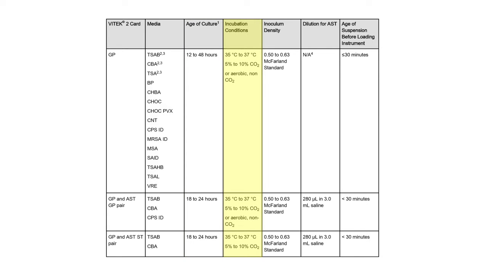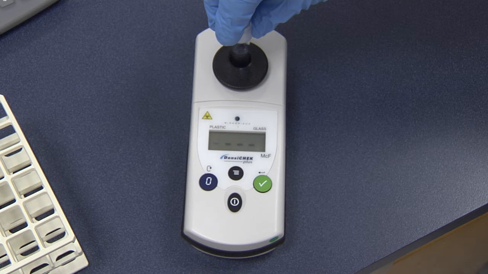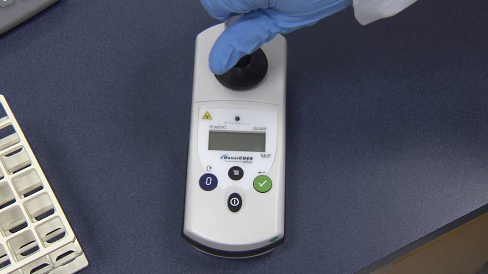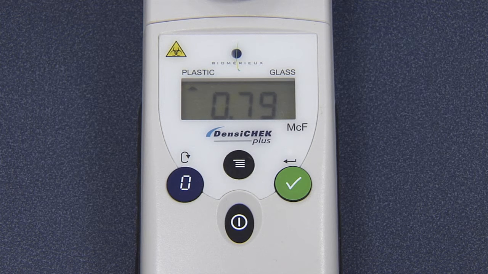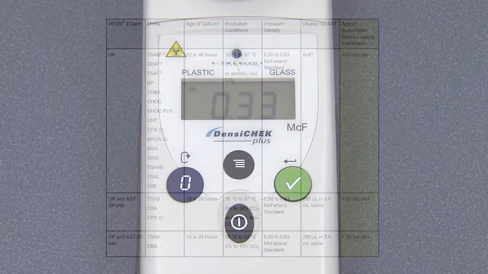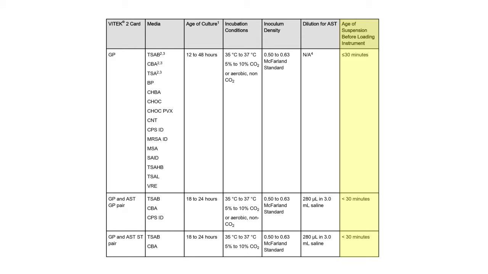Atmosphere. Was the organism grown in an incubator with the correct temperature and atmosphere? CO2 versus non-CO2? Inoculum density. Was the inoculum used for testing within the specified McFarland range? Has the DensiCheck Plus been properly verified and zeroed with saline? Inocula used for testing that are too heavy may give false resistant results. Inocula that are too light tend to result in false susceptible results. Age of suspension. Refer to the culture requirements in the Vitek 2 Product Information Manual for the specific guidelines.